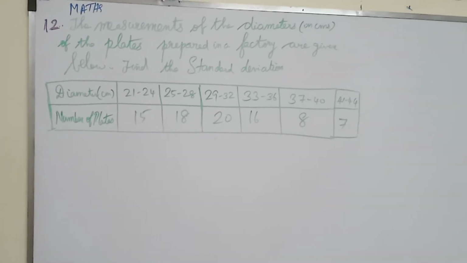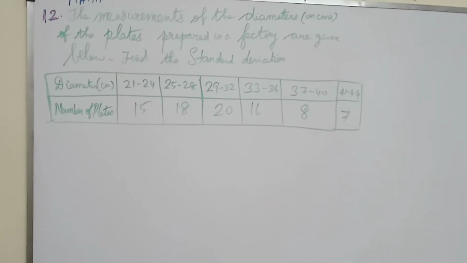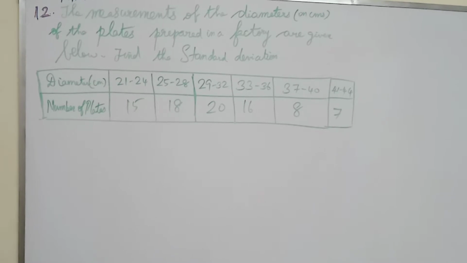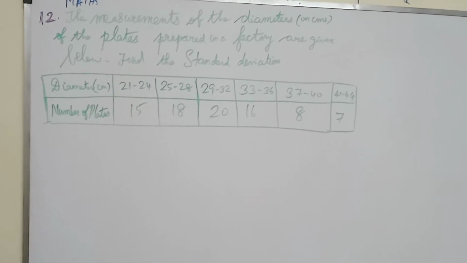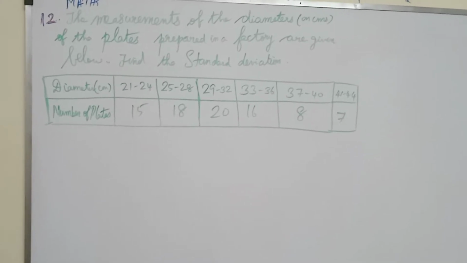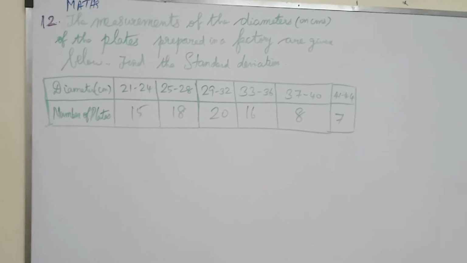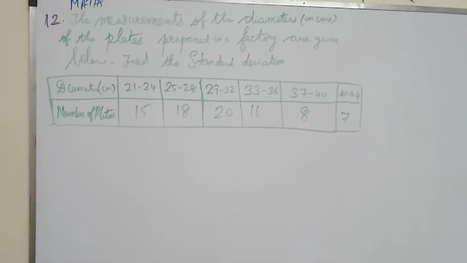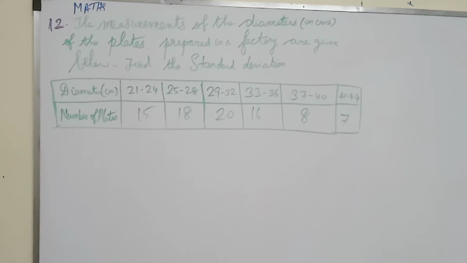For 25 to 28, the number of plates is 18. For the diameter 29 to 32, the number of plates is 20. For the diameter 33 to 36, the number of plates is 16. For the diameter 37 to 40, the number of plates is 8. For the diameter 41 to 44, the number of plates is 7.